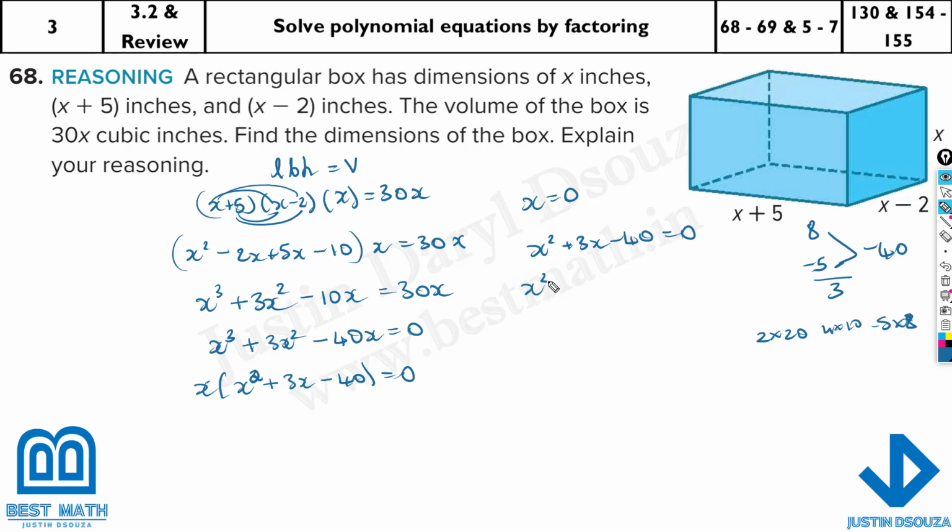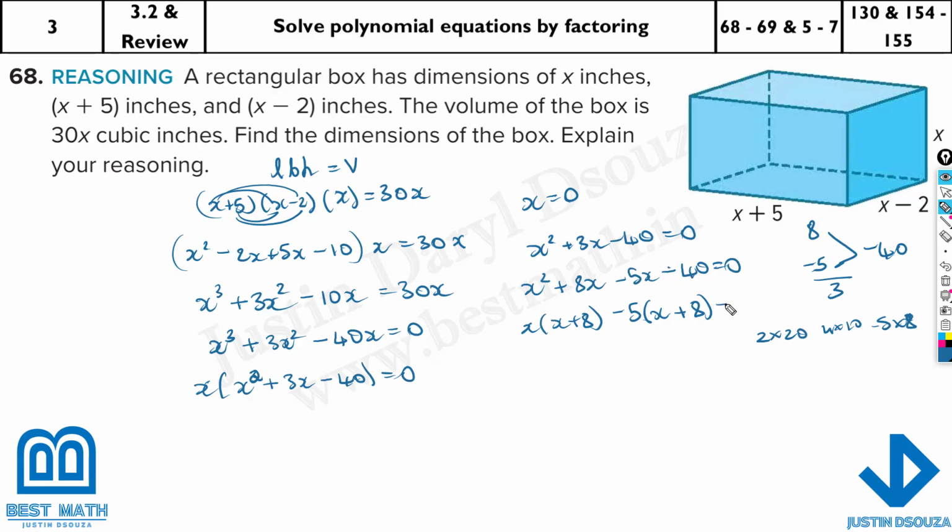So here we can split the middle term as 8x minus 5x minus 40, that is equal to 0. Now we can take the common terms out. What is common? It's x, and x plus 8 is remaining because I've just taken x out of these two terms. And from here, I'm going to take minus 5. So I'll get the x plus 8 itself.